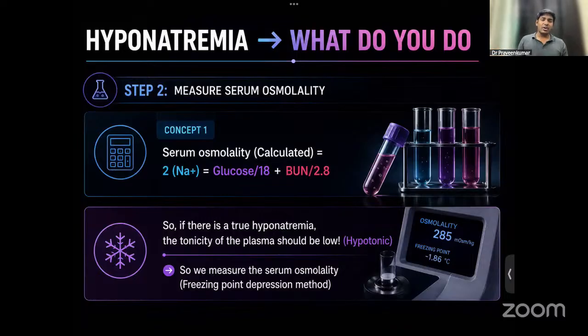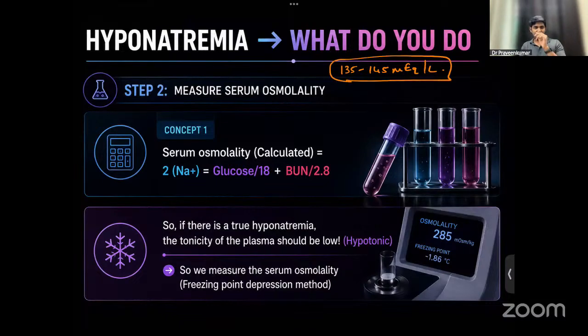So we all know the normal value of sodium is 135 to 145 milliequivalents per liter. Okay, so these are the normal sodium values. Here I'd like to tell you one particular concept: the measurement of serum osmolality. You would have seen medicine PGs calculating serum osmolality using a formula.